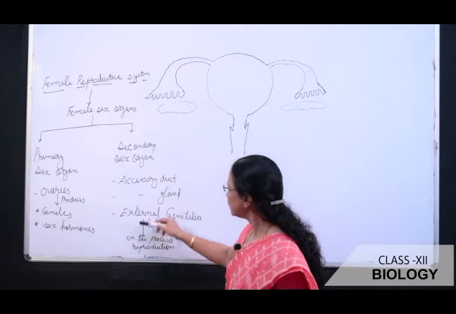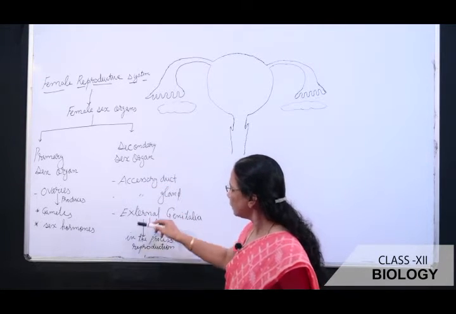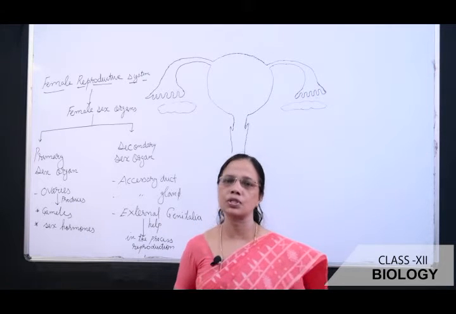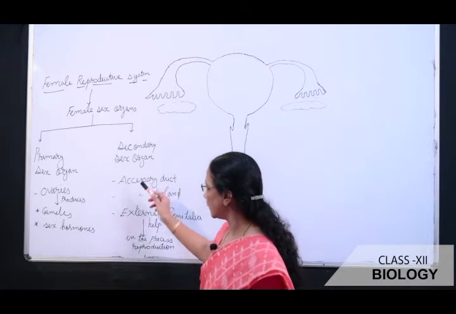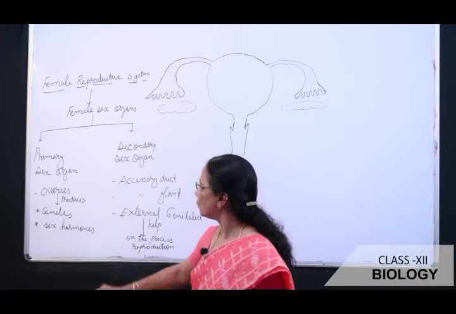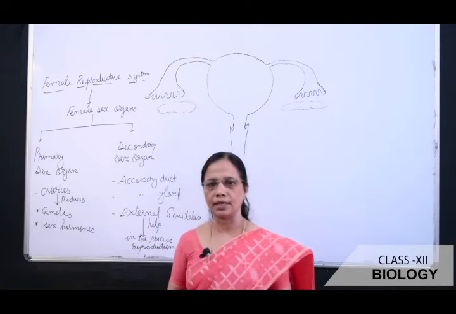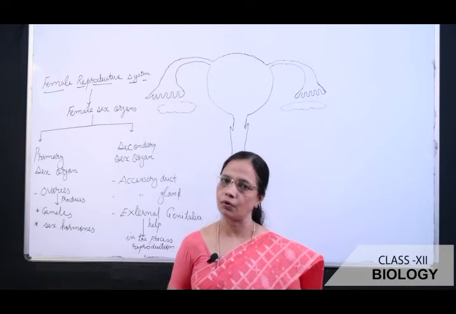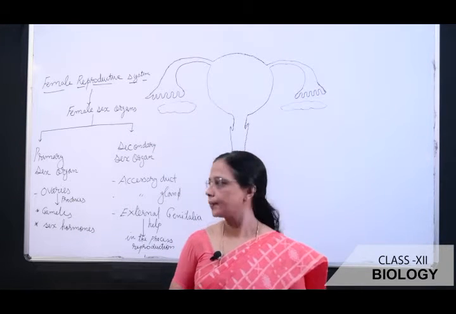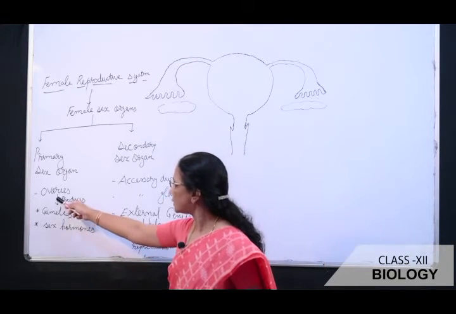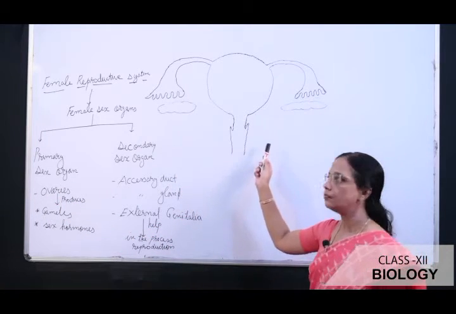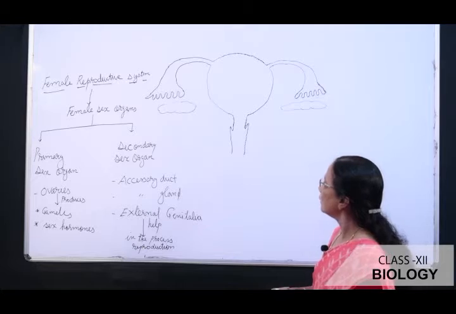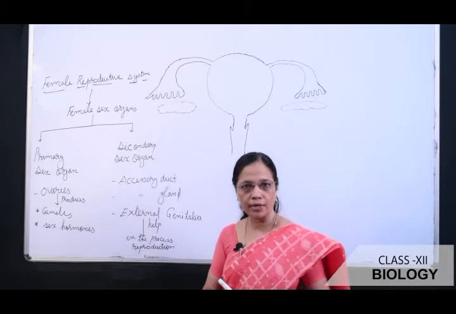But the secondary sex organs help in the process of reproduction. That is why they are kept under secondary sex organ. Without the primary sex organ, fertilization or production of new offspring will not take place. So here students, let us start with the ovaries. This is the female reproductive system. Here this is the ovary.